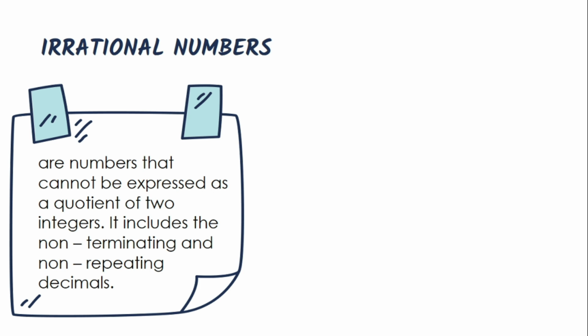Irrational numbers are numbers that cannot be expressed as quotient of two integers. So, pagka yung isang number, hindi natin ma-express into quotient of A over B, meaning to say that is irrational. Ang example nito, or it includes the non-terminating and non-repeating decimal. Hindi tumitigil, pero hindi pa rin nauulit ng mga decimals.